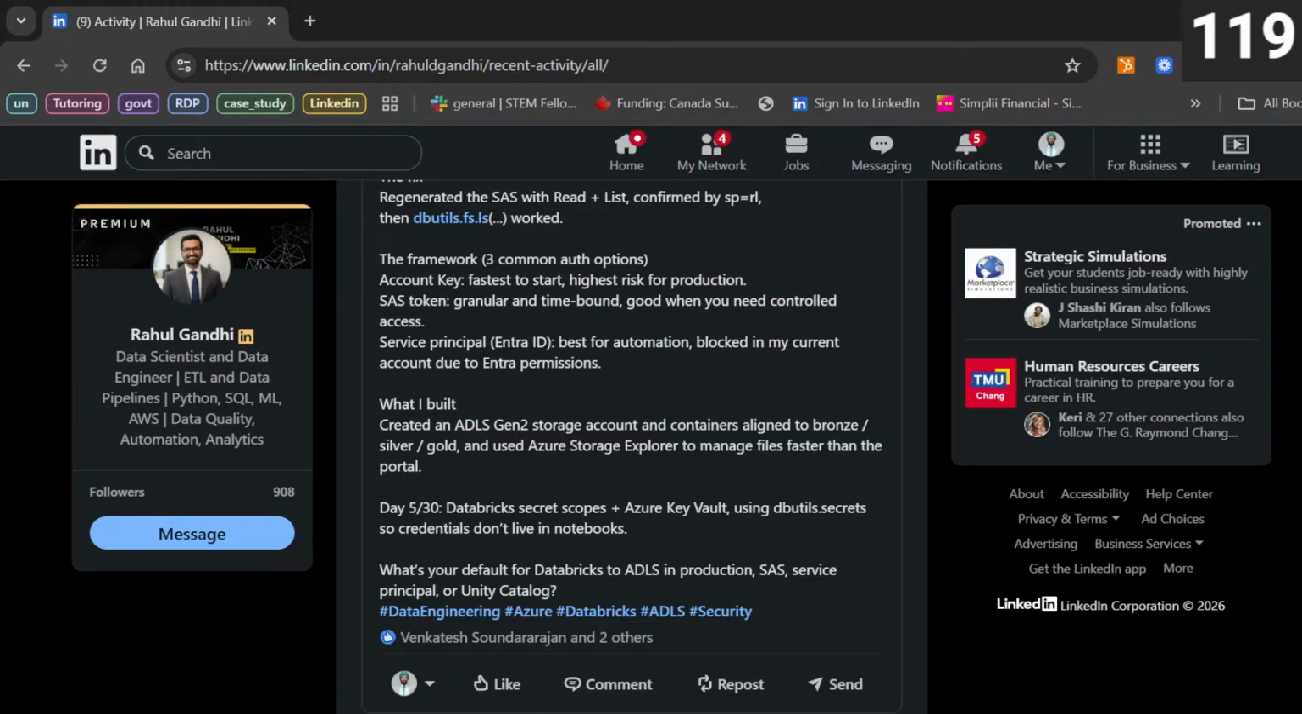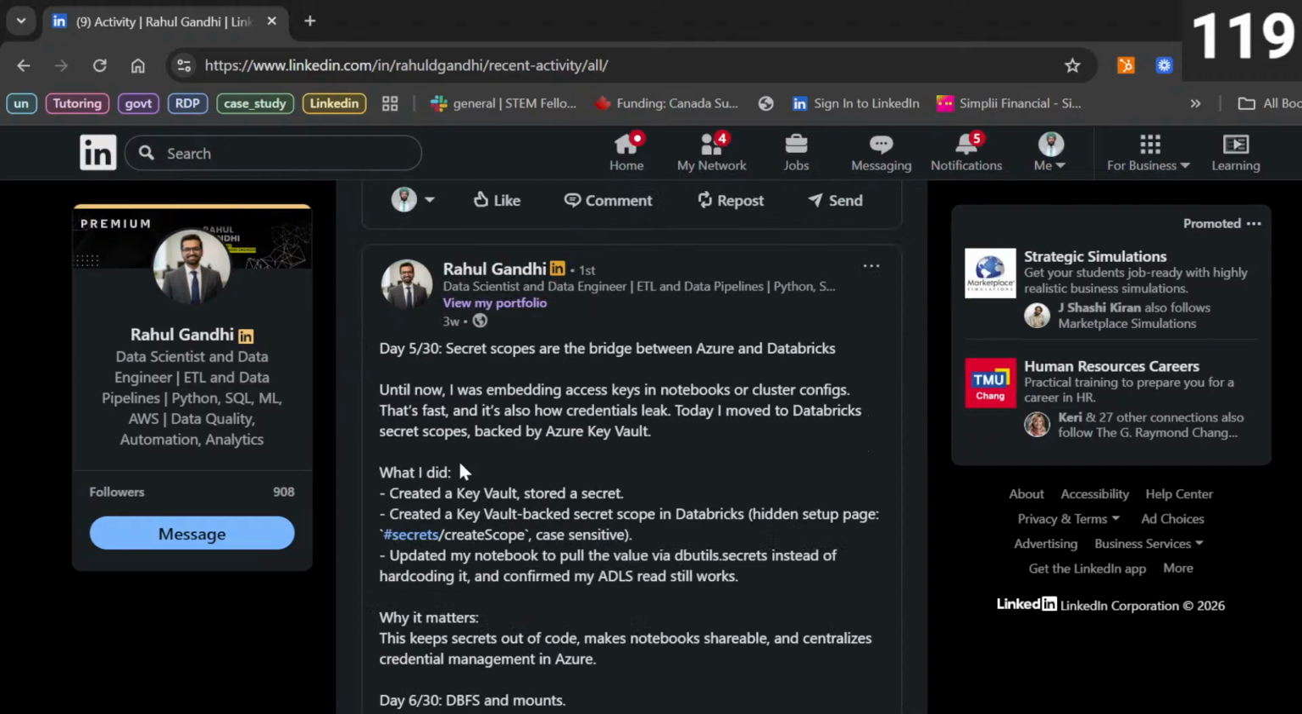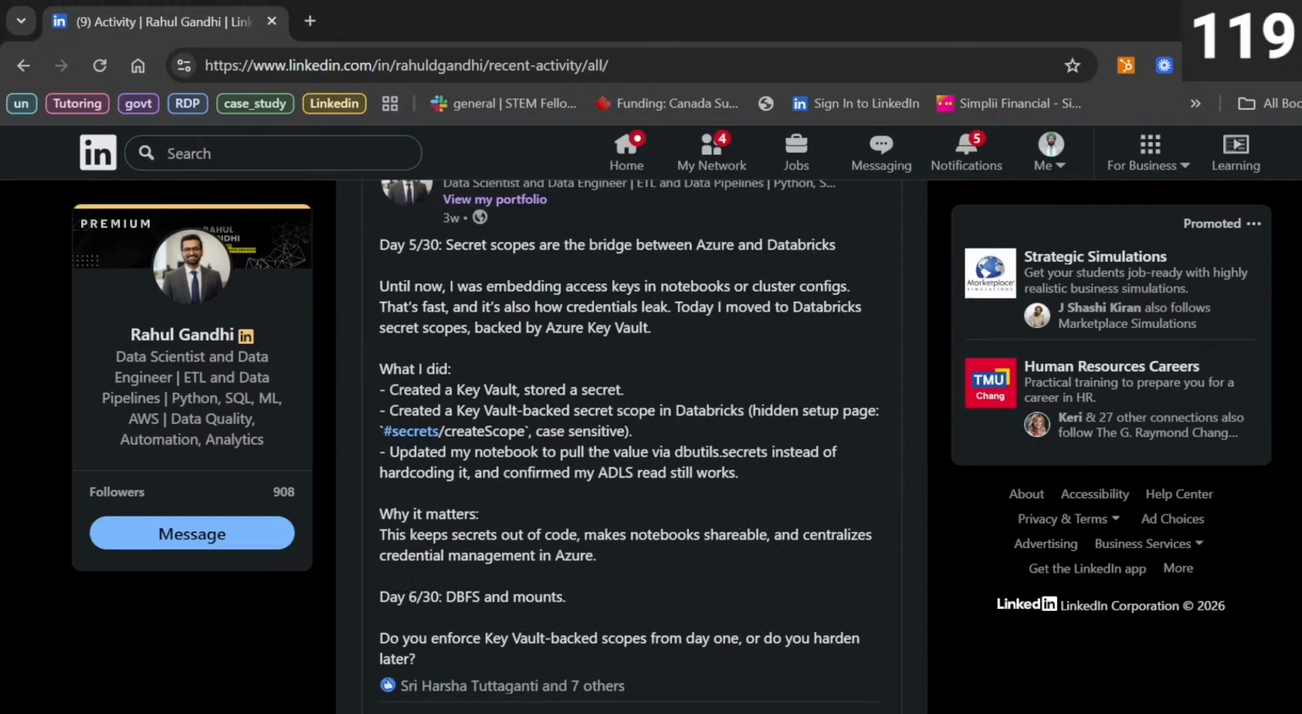Let's see what's next. Secret scopes are the bridge between Azure and Databricks. Until now, he was embedding access keys in notebooks or cluster configurations, and that's how credentials leak. He moved to secret scopes backed by Key Vault: created a key vault, stored a secret, created a Key Vault-backed secret scope in Databricks, and then in the notebook pulled values with the dbutils secrets utility instead of hard coding them. Confirm the ADLS read works. Okay, he's going to talk about DBFS and mounts.